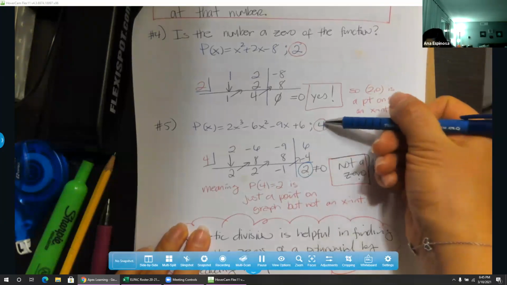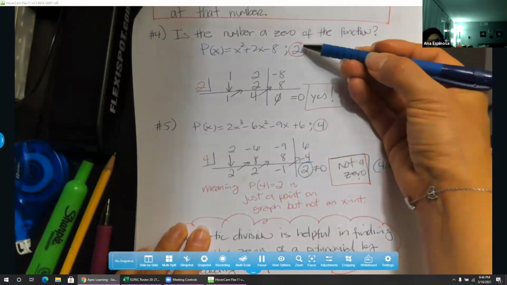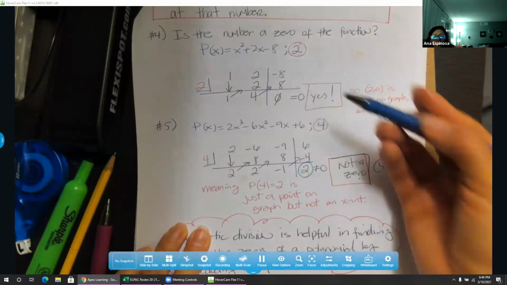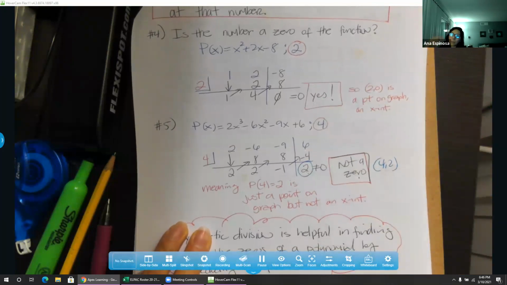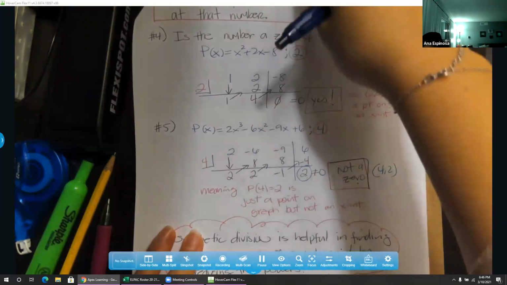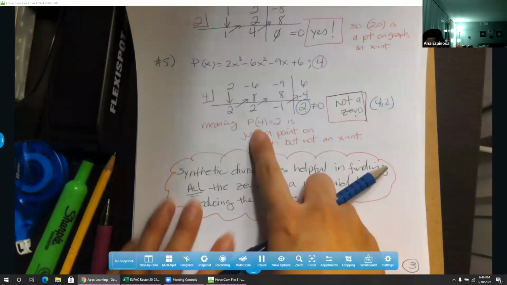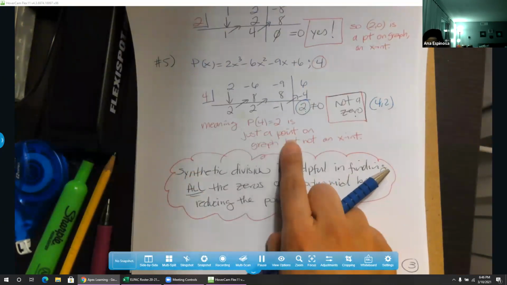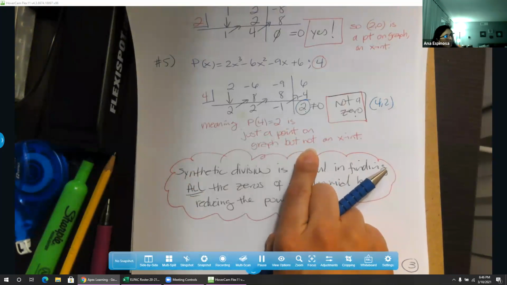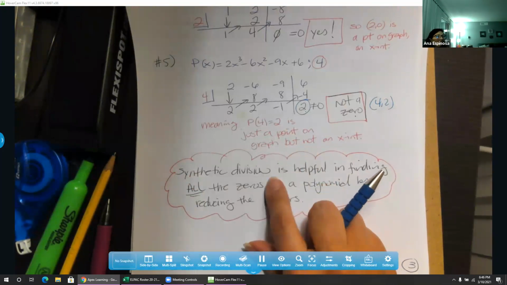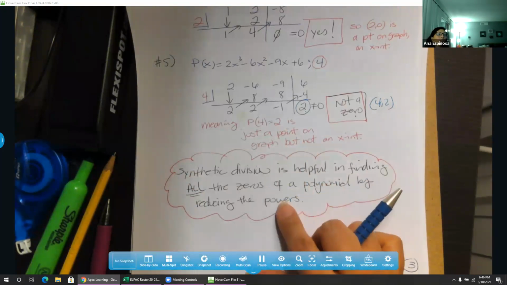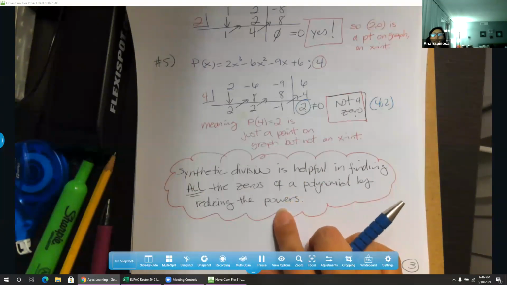Remember, this is your x, this is your y. This is your x, and whatever is the remainder is technically your y that gets paired with that x. Okay? I wrote it down here. So P of 4 equals 2 is just a point on the graph, but it's not an x-intercept. Okay? Synthetic division is helpful in finding all the zeros of a polynomial by reducing the powers.